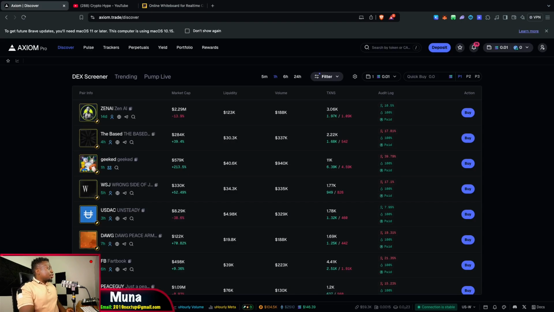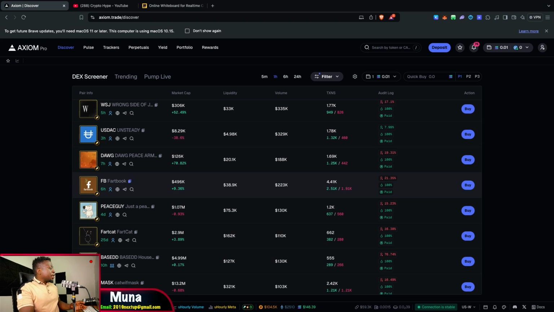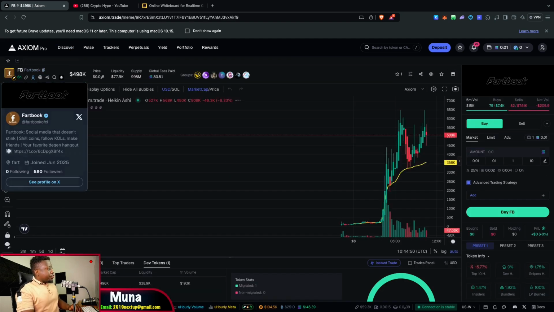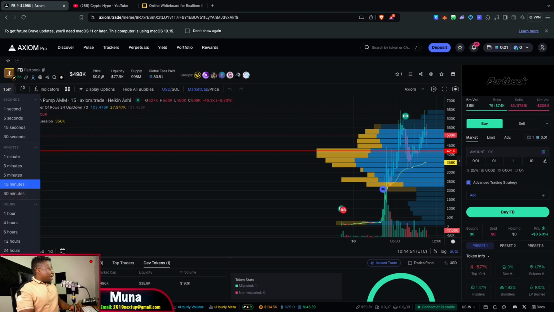So if you go back to Axiom Pro, and let's say for example, for illustration purposes, we look at the 1 hour and we simply randomly click on any particular project. As you can see, this particular meme coin was created about 6 hours ago. Here, you are able to select different time frames. There's the 1 hour, there's the 6 hours, there's 12 hours. But what we are going to be interested in is the 15 minutes.